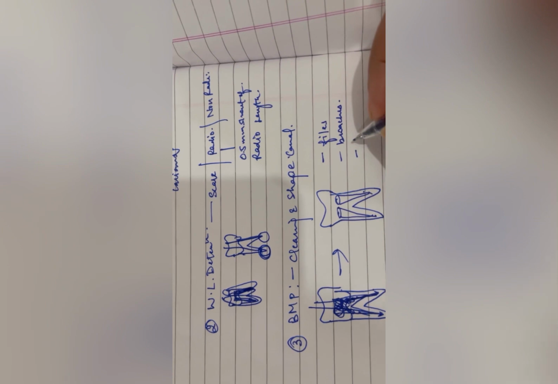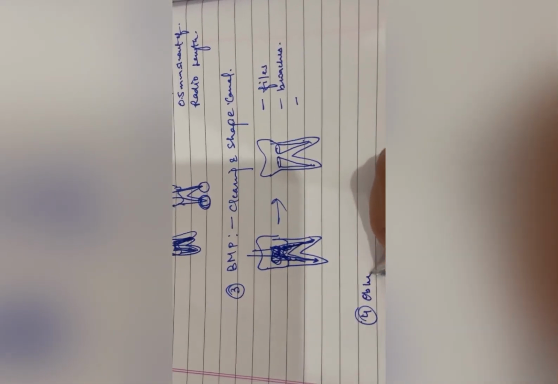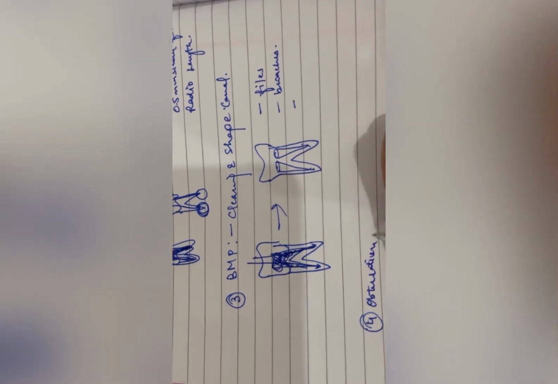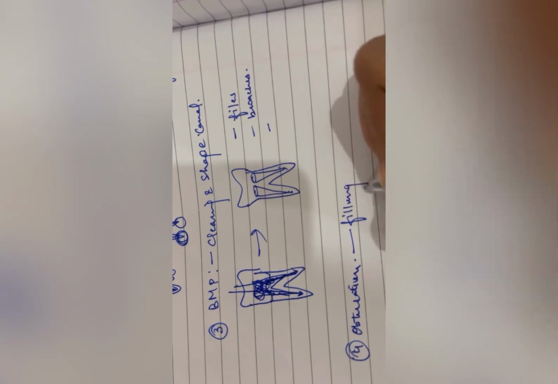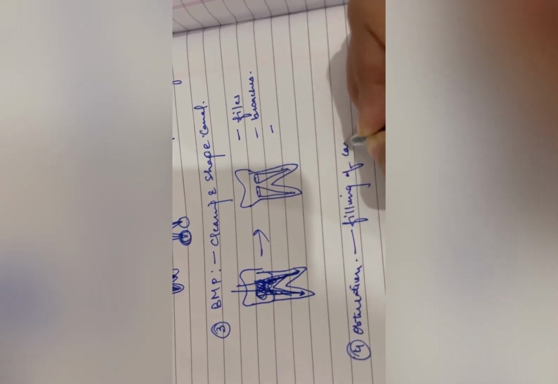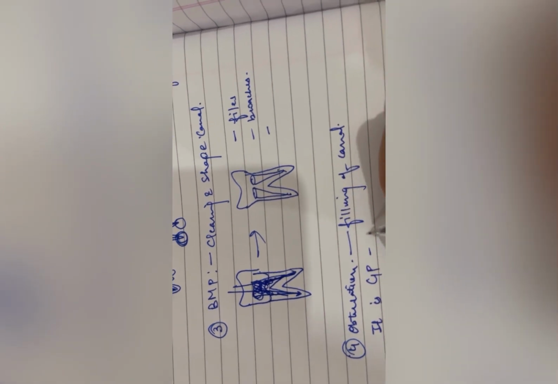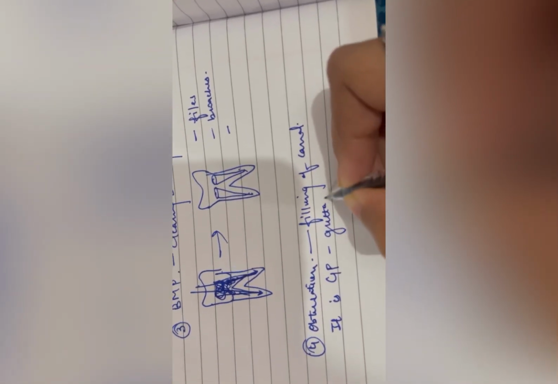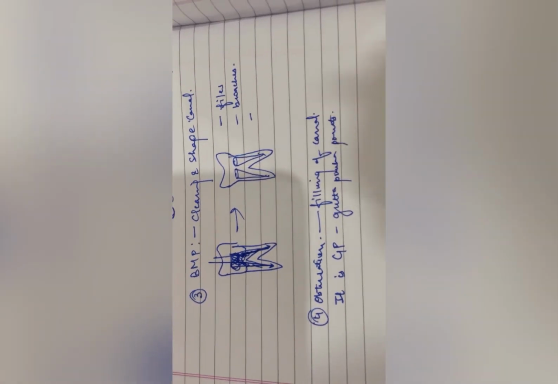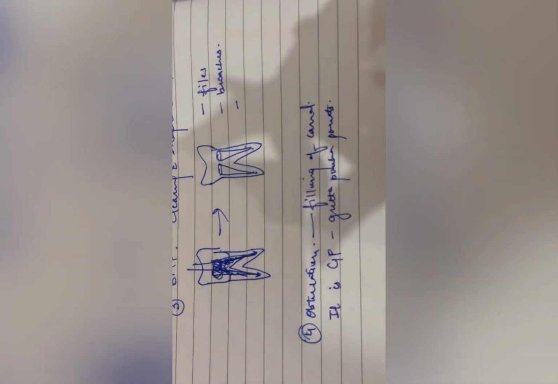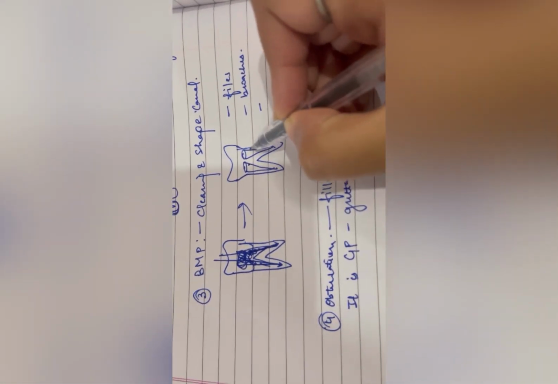and many other things. Then comes the fourth step, that is obturation. Obturation is the filling of the prepared canal. It is done with GP, that is gutta-percha points. So this canal is filled with gutta-percha points.